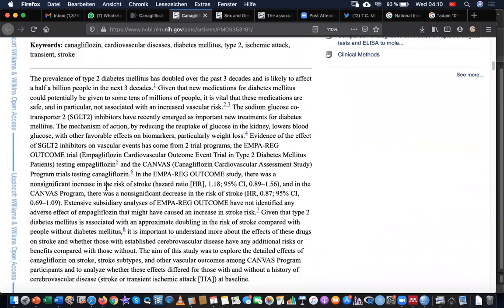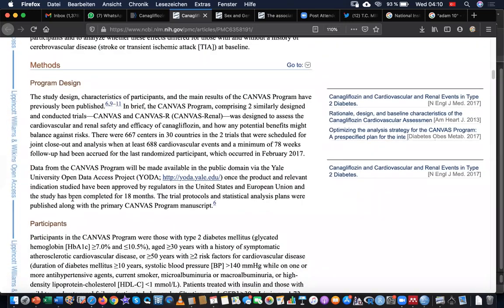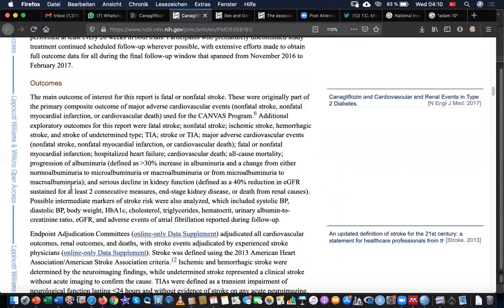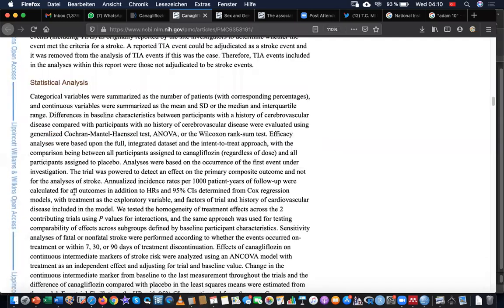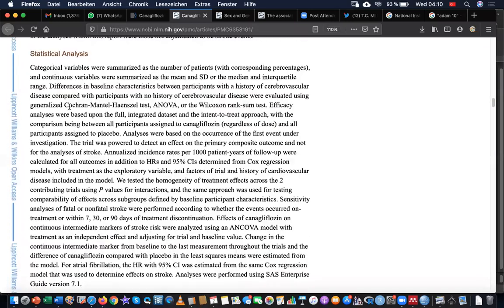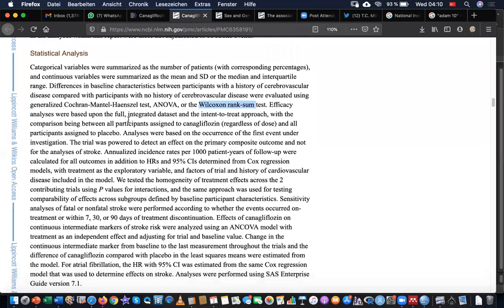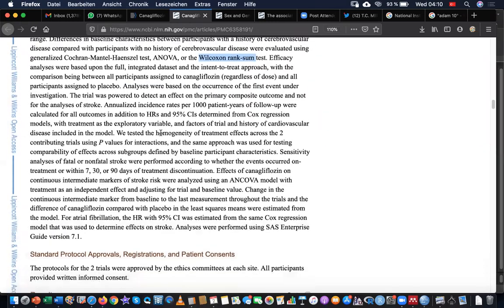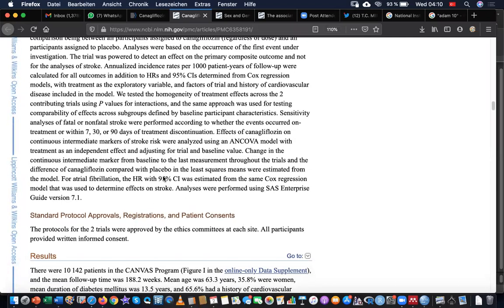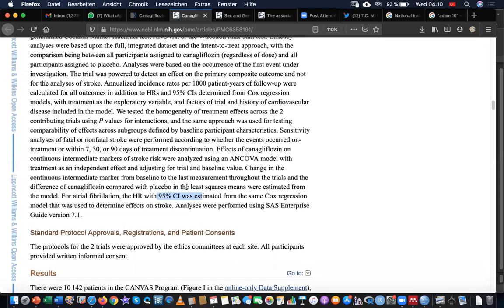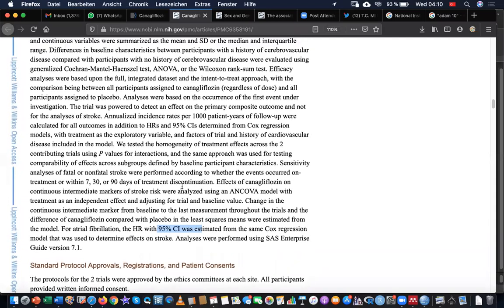Okay. I want to read the methods about statistics. Did they mention statistics? The outcomes they mentioned here. Statistical analysis they mentioned here, as you see in detail. They used an ANOVA test, Wilcoxon rank sum test. These are all familiar to you, you see. And they have given their results with a 95% confidence interval. You are already familiar with the 95% confidence interval, aren't you?